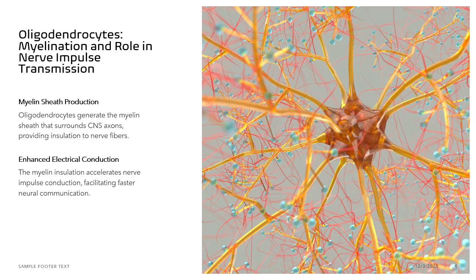Next, we have our oligodendrocytes. Oligodendrocytes produce myelin sheaths around the central nervous system axons. I always think of the myelin sheath as like that covering that you see on wires, and it performs basically the same purpose. They insulate nerve fibers and accelerate the electrical impulse conduction, which is crucial for efficient neural communication.